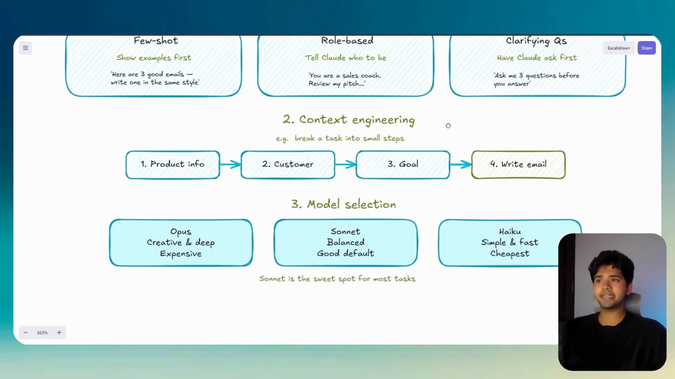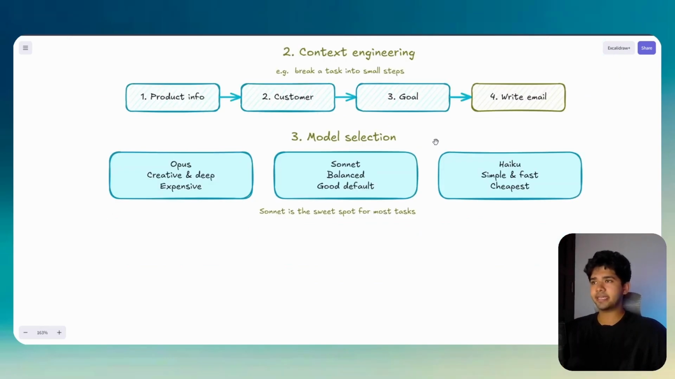And the second technique is context engineering. If you have a huge task to perform, you can break it down into simple tasks instead of providing it in a single prompt. For example, if you want to create an email copy, you provide the product info first, you say who your target customer is and the goal or the offer that you have, and then Claude writes an email based on the context you have provided. If you provide it in a single prompt, the output quality would be low.